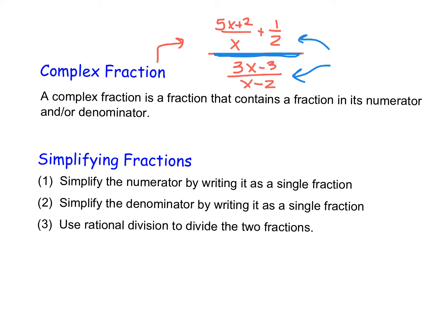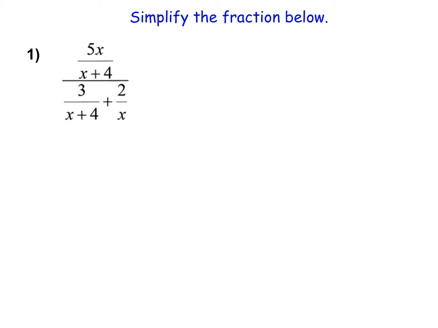Now when we're simplifying these complex fractions, we're going to take the same 3 steps pretty much every time. First, we're going to simplify the numerator by writing it as a single fraction. So that means in this example, we would use our knowledge of adding fractions and how to add rational expressions like this to simplify that numerator. Then we do the same thing to the denominator if needed. In this one, we wouldn't need to, but in some, you'll need to simplify both the numerator and the denominator. And then from here, we use rational division to divide the two fractions. So let's jump in and try our first example.